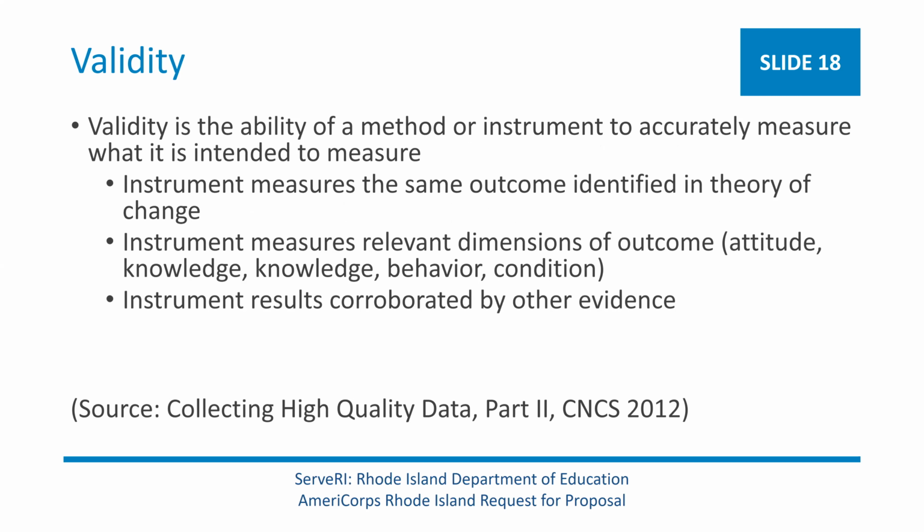Validity is the ability of a method or instrument to accurately measure what it's intended to measure. In this case, probably your chosen outcome. So validity starts with your theory of change and developing a clear idea of what you need to measure. And once you have a clear understanding of what you're measuring, you can zoom in on the specific questions in your instrument of measurement to make sure that it's really measuring what you intended.